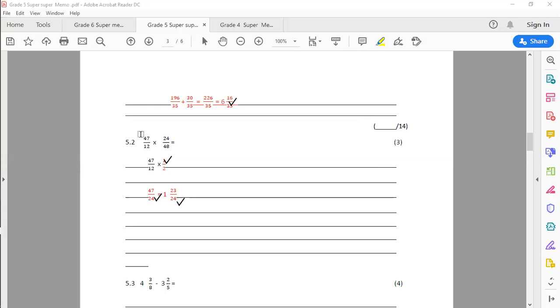Same story here. We've got 47 over 12 multiplied by 24 over 48. I saw that here.